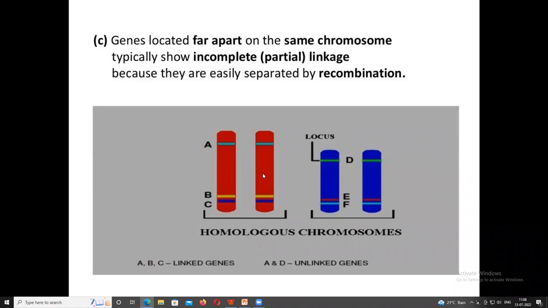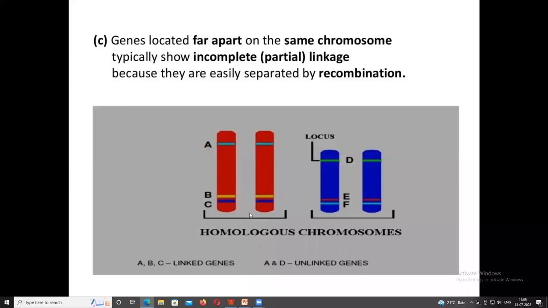Understood? Humans have how many pairs of chromosomes? Fast. 46. How many pairs I asked? 23 pairs. Very nice. So when we say 23 pairs, why do we call them pairs? Because two chromosomes are similar to each other. That pair we call homologous chromosomes. Is this clear? Two chromosomes carry the same set of genes. Is that clear? Yes, ma'am.